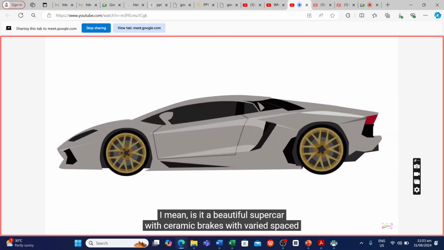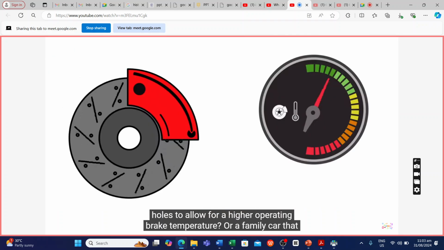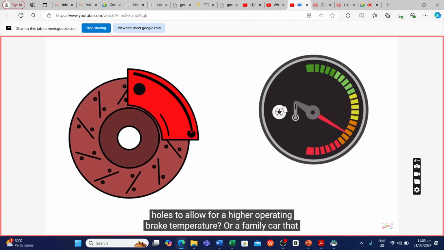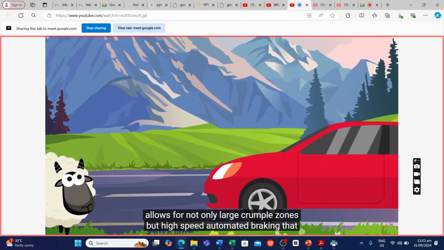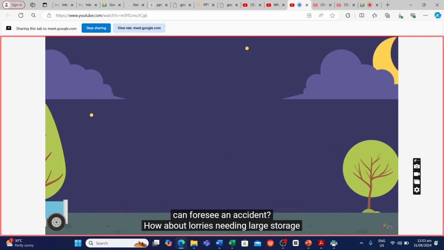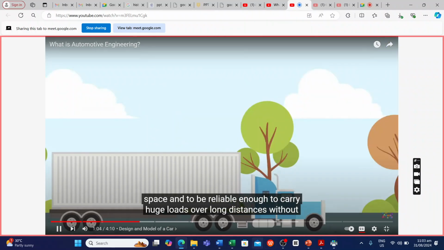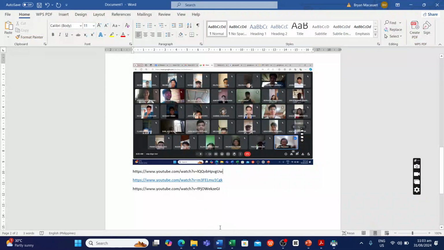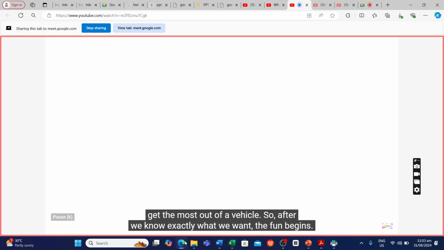I mean, is it a beautiful supercar with ceramic brakes with vent holes to allow for a higher operating brake temperature? Or a family car that allows for not only large crumple zones but high-speed automated braking that can foresee an accident? How about lorries needing large storage space and to be reliable enough to carry huge loads over long distances without breakdowns? Now, this is what the design is. It's being able to know what the driver wants, whilst optimizing technology to get the most out of a vehicle.